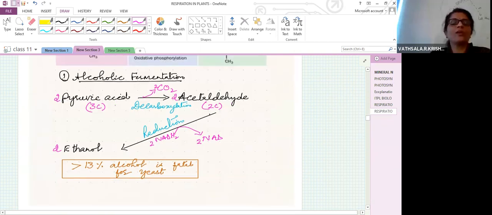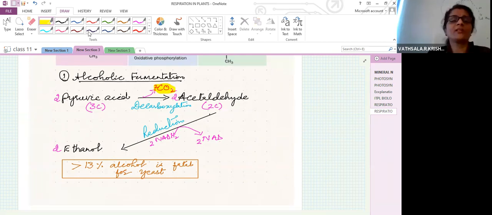The overall reaction: from one molecule of glucose you get 2 pyruvic acid, and carbon dioxide is given out. You can see this, 2 carbon dioxide molecules are given out. Acetaldehyde is formed and acetaldehyde is converted to ethanol. If more than 13% alcohol is formed, then you know that alcohol is fatal to the microorganisms.